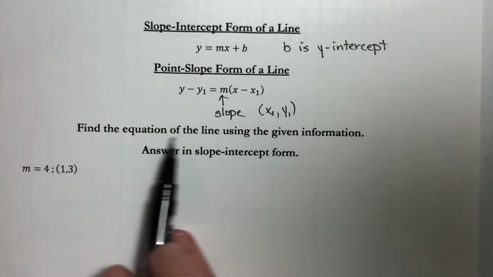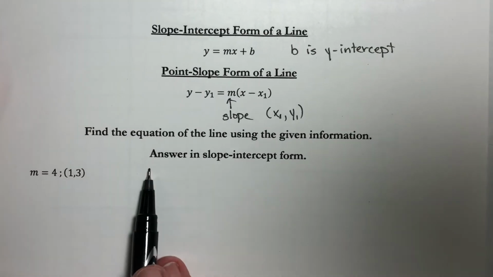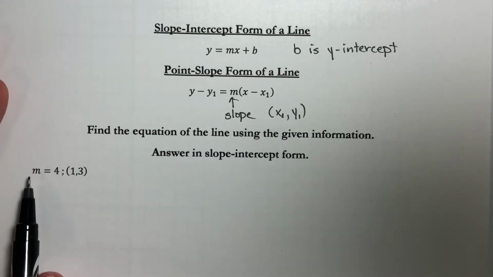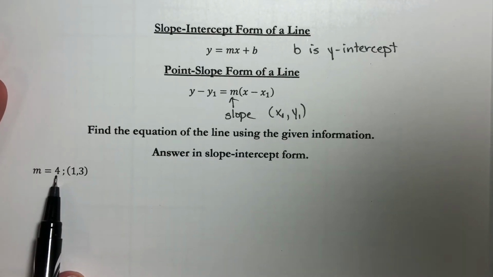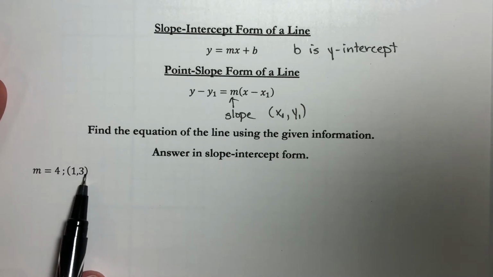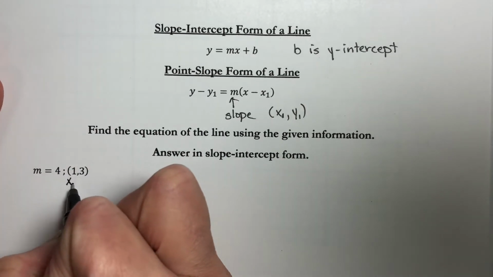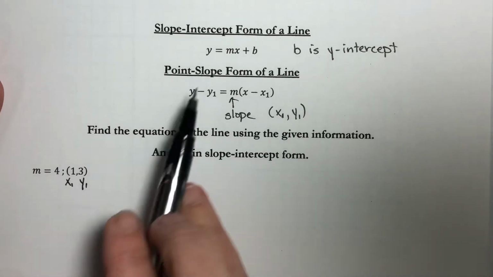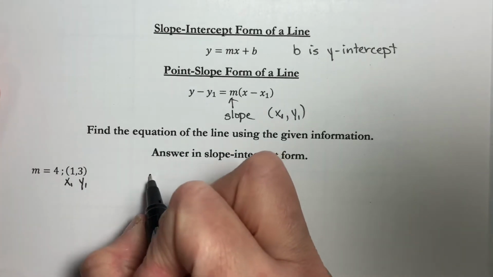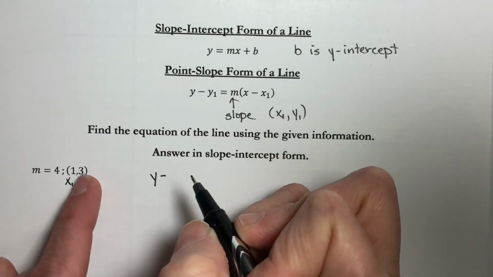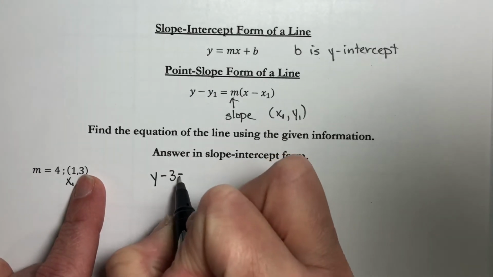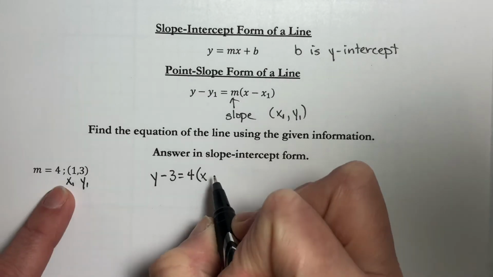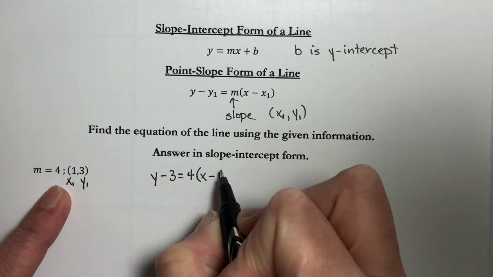So let's find the equation of the line using the information. We want our answer in slope-intercept form in the end. Okay, so my slope is 4. The point I know I go through is 1, 3. So this is x1, y1. So first we're going to plug into point slope form of a line. So y minus y1, y1 is 3. And this equals our slope, which is 4, times x minus x1, x1 is 1.